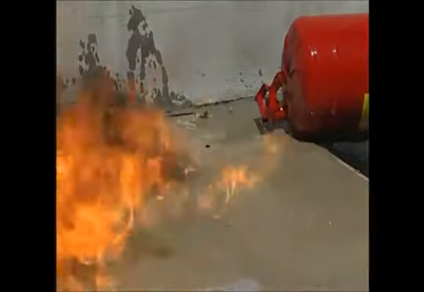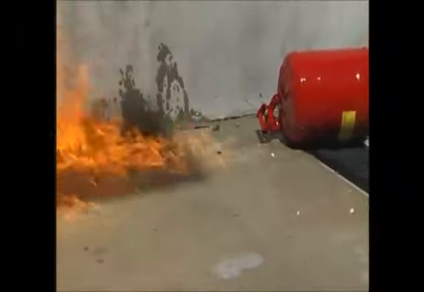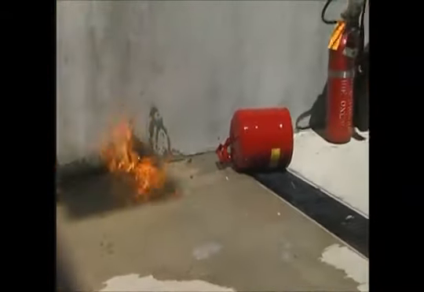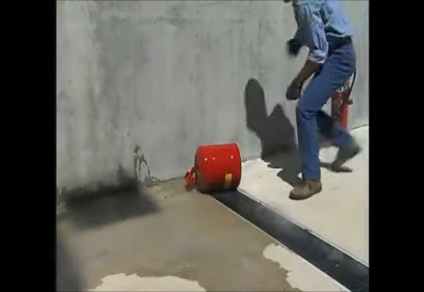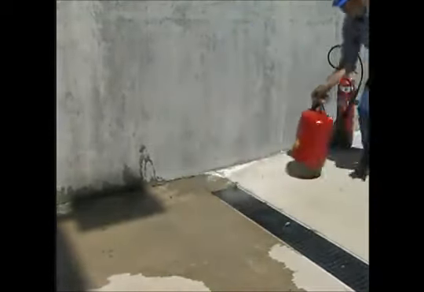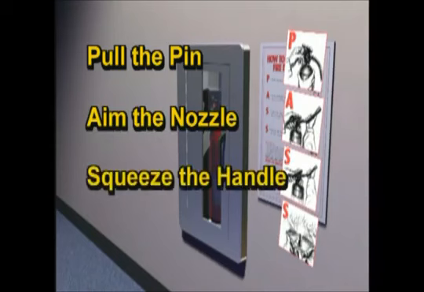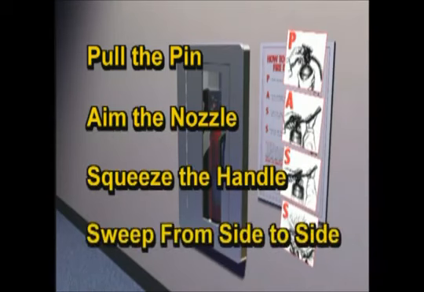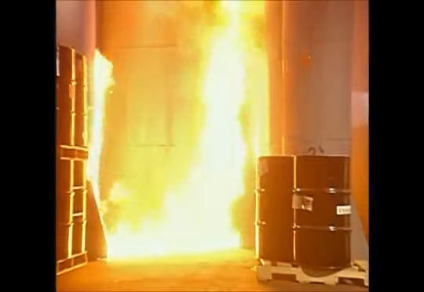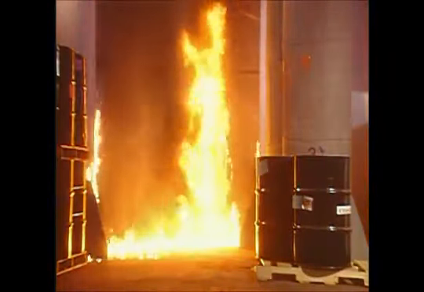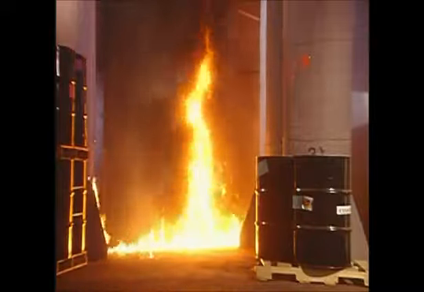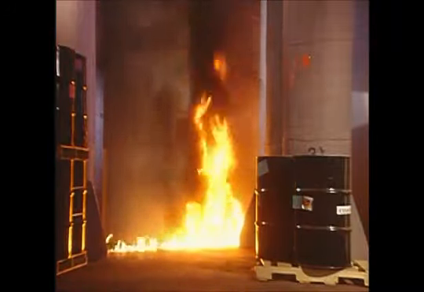If a fire occurs that is small enough to fight with a portable fire extinguisher, make sure you use the right extinguisher for the type of fire you're fighting and that you know how to use it properly. Remember the PASS system. Pull the pin, aim the nozzle, squeeze the handle, and sweep from side to side at the base of the flames. If the fire becomes too large, or you start to run out of extinguishing agent, evacuate the area immediately.